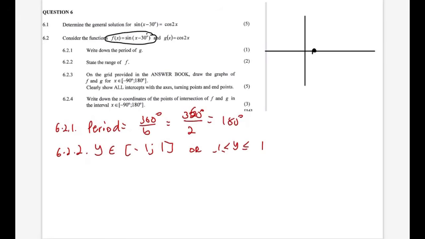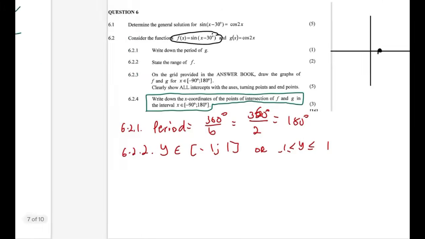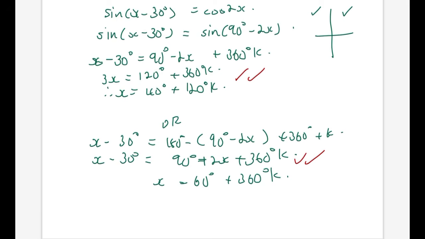The last one, 6.2.4, says write down the coordinates of the points of intersection of f and g in that interval. Points of intersection. Okay, so we have a point of intersection somewhere here. Looks like it's between minus 90 and 60. We have another one here. We can see it's between 30 and 45. And we have another one there. Looks like it's between 135 and 180. But we've also done 6.1, which helped us to find the points of intersection by equating the two graphs.